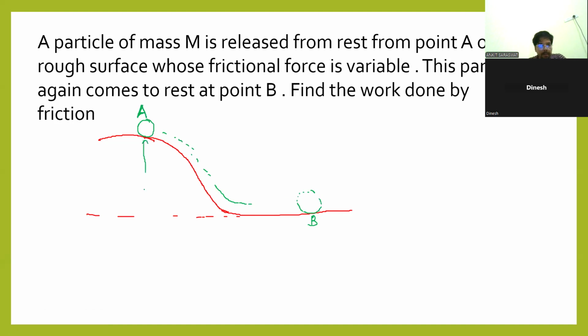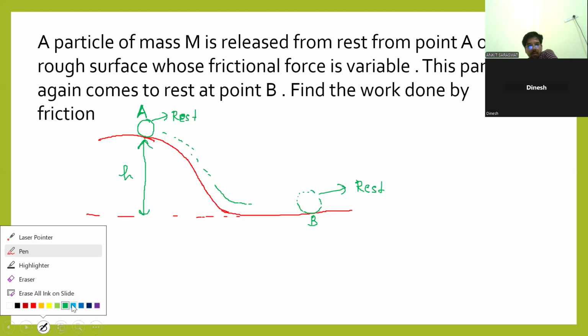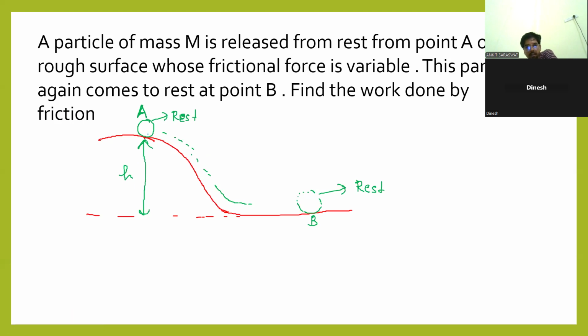This is height h. From point A it starts at rest, and it also comes to rest at B. There is friction, so apply the work-energy theorem. Please tell me how many forces are acting on this. One is gravity.